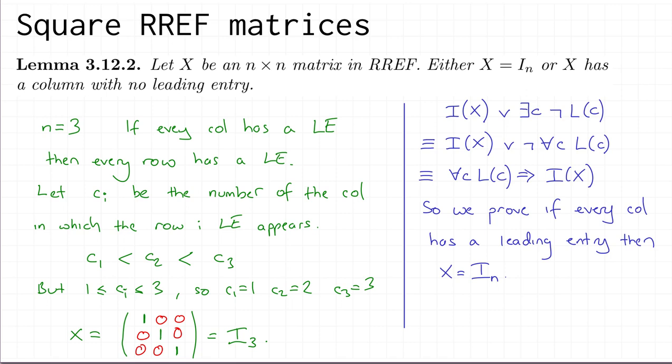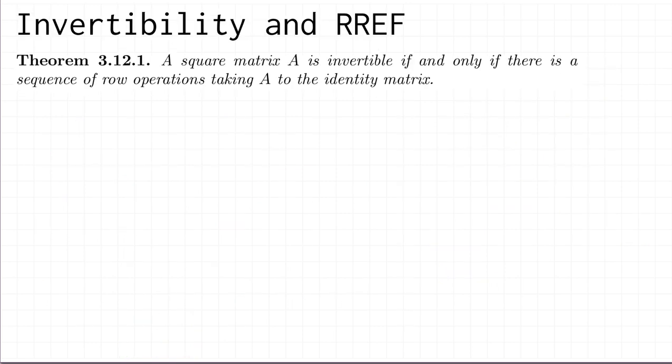Okay, so we've shown that, at least in the 3x3 case, if you've got a square matrix which is in row reduced echelon form, then either it is the identity or it's got a column which doesn't have a leading entry. So moving on, we're now ready to prove our main connection between invertibility and row reduced echelon form. This says if you have a square matrix A, then A is invertible if and only if there exists a sequence of row operations taking A to the identity matrix. So let's look at how we might prove this.